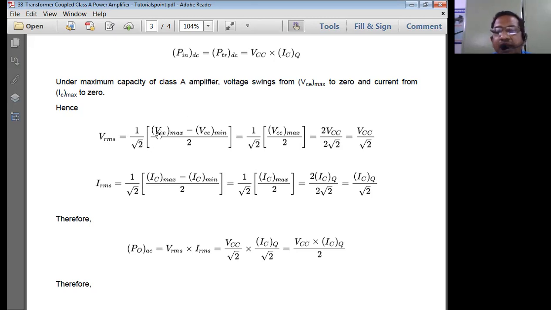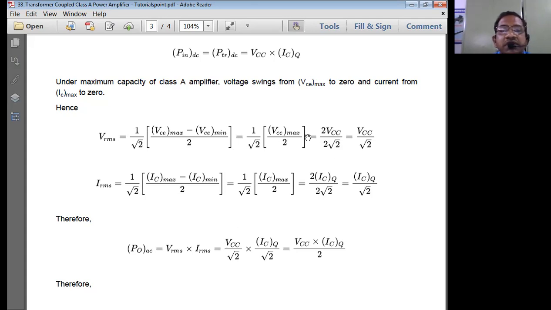What is VM? As we discussed in the previous session, VM is the maximum voltage value minus the minimum voltage value, divided by 2. Similarly, IRMS is IM by root 2, where IM is equal to Imax minus Imin by 2. Now, in the case of the class A power amplifier, VCE minimum and IC minimum are equal to zero, because we get the maximum swing in the case of the class A transformer coupled amplifier. So these two are simply made equal to zero.